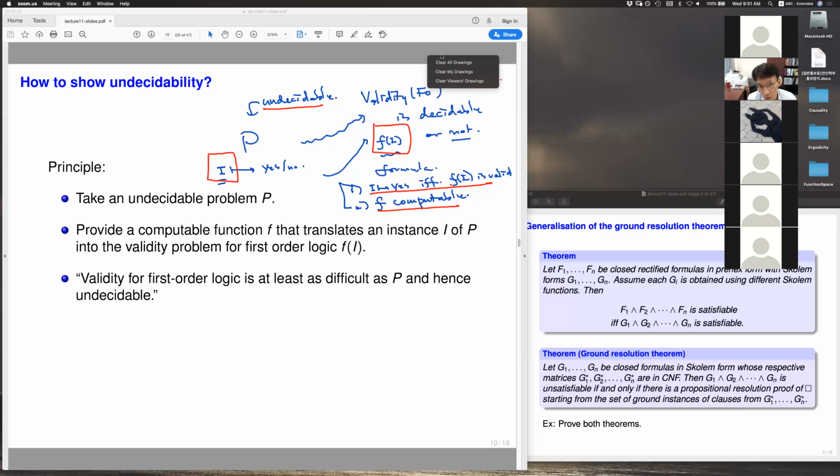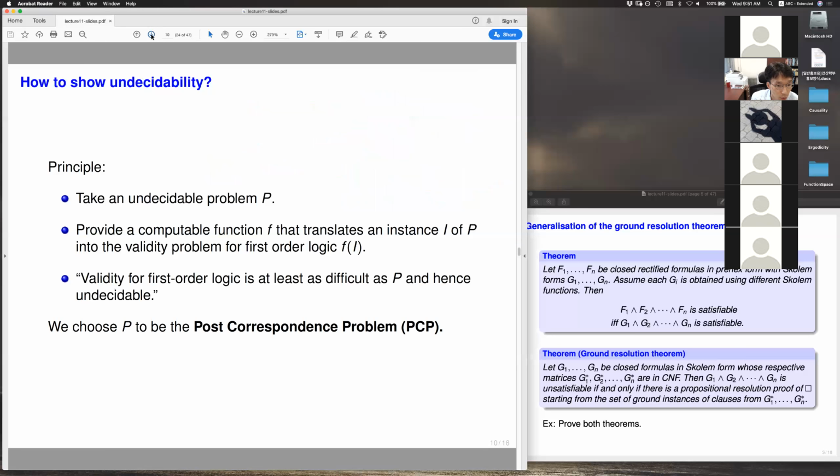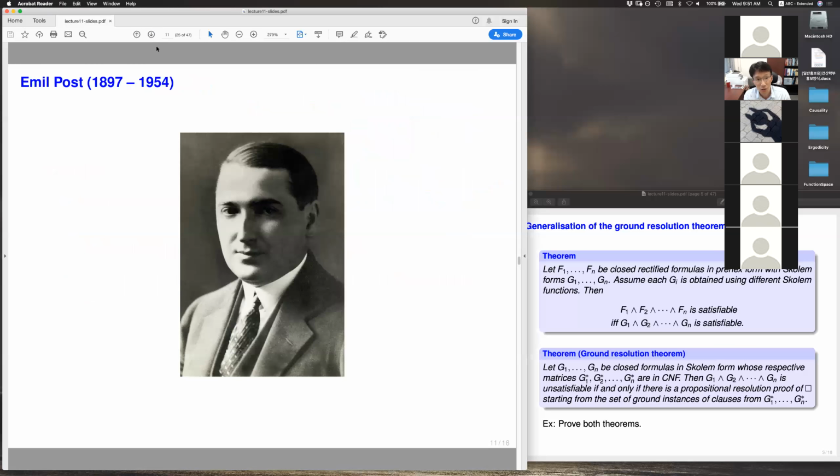Then the question now becomes which undecidable problem we're going to use in this context. The problem we're going to use is called the Post correspondence problem. It was invented by the person you see on the screen, whose name is Emil Post. He was also one of the founding fathers of logic, recursion theory and computability theory in the beginning of the 1900s.